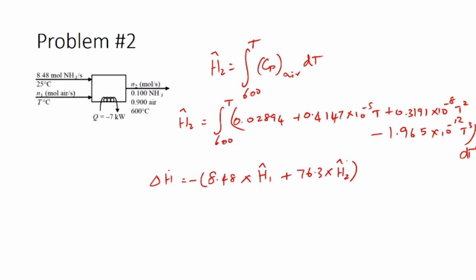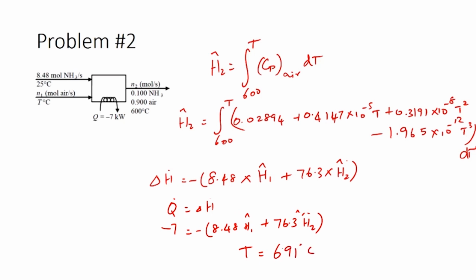So, with this particular equation we can substitute it back into the general energy balance equation we had, which was Q dot equals delta H dot. So, Q dot, which was identified as minus 7, equals minus 8.48 H1 cap plus 76.3 H2 cap. So, from here we can solve for the temperature using the fourth order polynomial which we arrive at. So, that would be a temperature of 691 degrees Celsius.